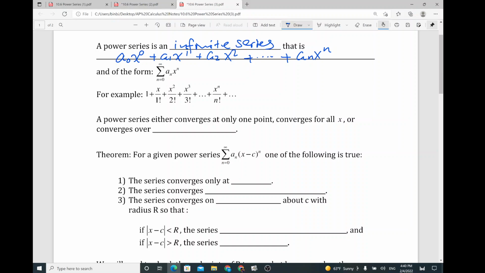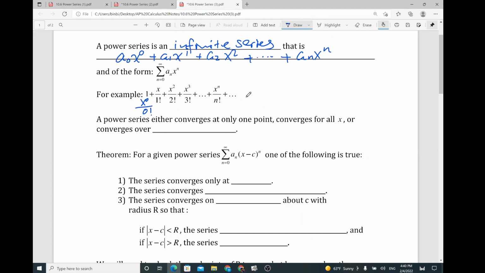So for example, let's say that we have 1 plus x over 1 factorial plus x squared over 2 factorial plus x to the power of 3 over 3 factorial. Well, this one can be written, 1 can be written as x to the 0 over 0 factorial.